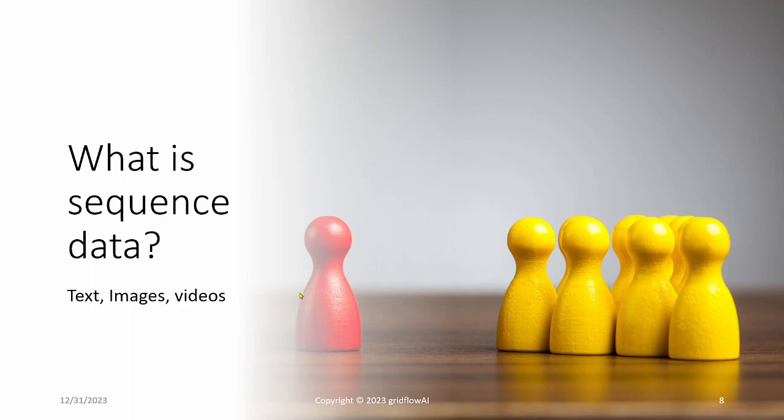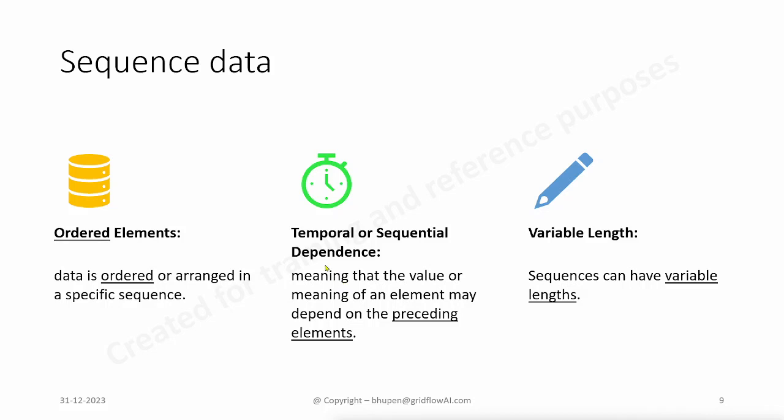So what is sequential data? Most of the sequential data today is around text, images, and videos, and a combination of all three. Sequence data is going to be ordered. That means it is arranged in a specific pattern or sequence, most likely in terms of date and time, and hence it has a temporal association: the value now is dependent on some of the values in the past. And the samples that we talk about here are going to have variable length.